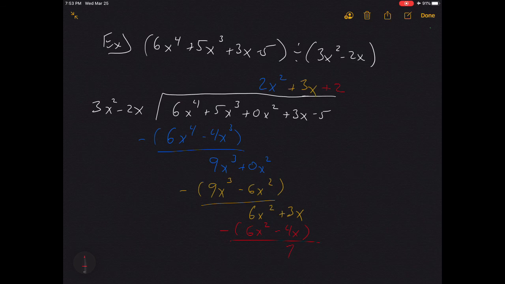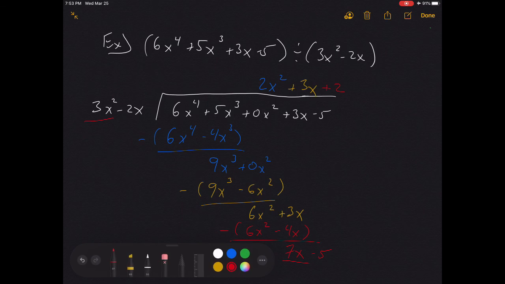4x now becomes 7x. Now there's nothing that I can multiply 3x squared times to get this 7x down here, so I'm going to bring down the minus 5, and that 7x minus 5 is now my remainder because I can't multiply 3x squared times another polynomial to get 7x. It just doesn't work that way.